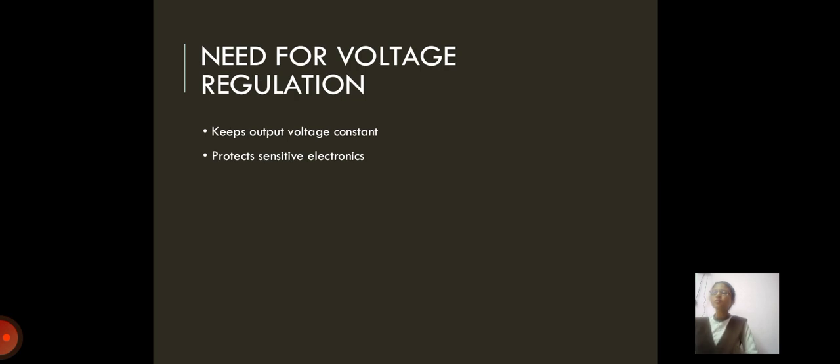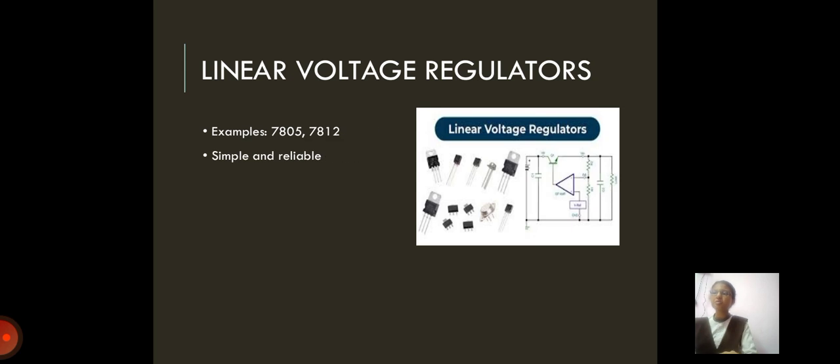The fourth step is the voltage regulator. Even after filtering we will get some voltage fluctuation due to load or input variation. The voltage regulator ensures a constant output voltage. Because of the constant output voltage, it protects the devices, ensures consistent performance, and protects sensitive electronics. These voltage regulators are divided into two types: linear voltage regulators and switching regulators.